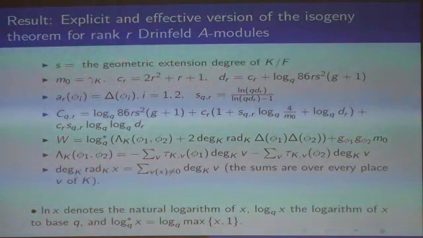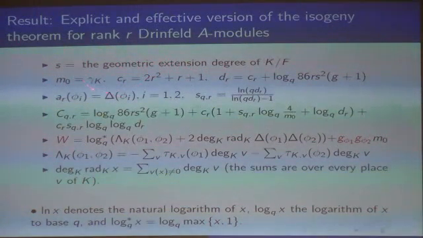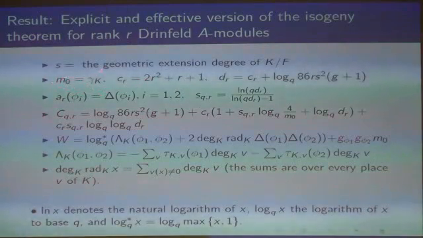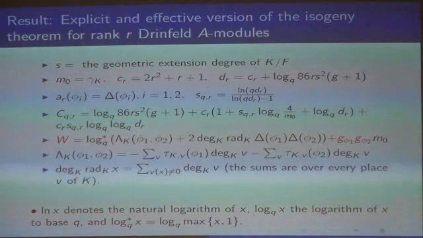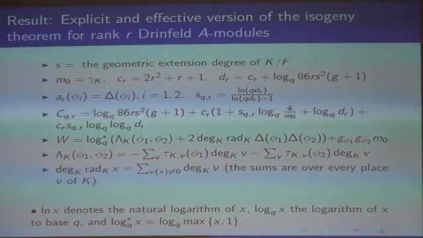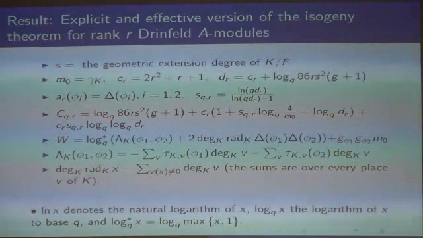See, s is the geometric extension degree. Well, that's explicit. L is the rank of the Drinfeld module. Of course, C_L, D_L, that's a completely fixed value. So we can compute it very easily. So all these values are very explicit. Everything looks complicated, but it's very simple. It's a fixed value, so it's a constant.